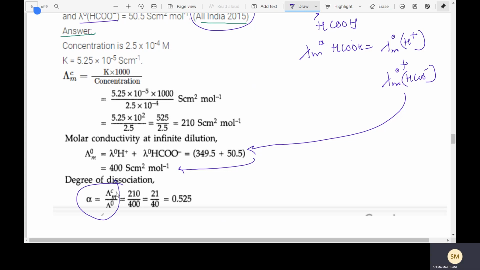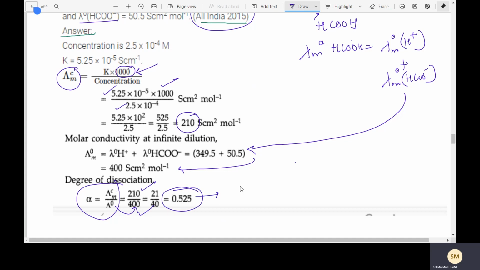You have already calculated this value, but to calculate the molar conductivity at a particular concentration, that's the formula. Please do not forget this 1000. K into 1000 upon concentration. Your conductivity is given to you, you put in 1000, and concentration is given to you. So you can calculate your molar conductivity at a particular concentration. From this, you will substitute these two values here, 210 by 400, and your answer comes out to this.